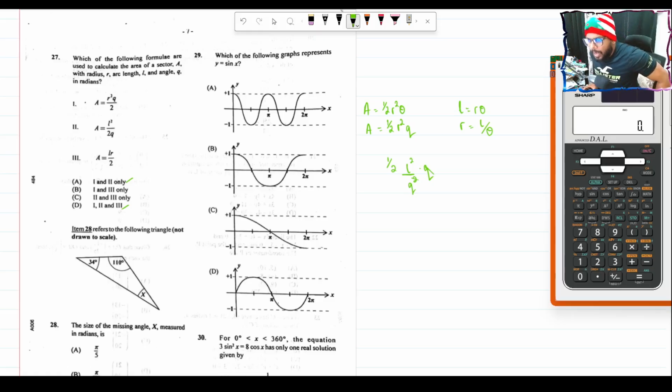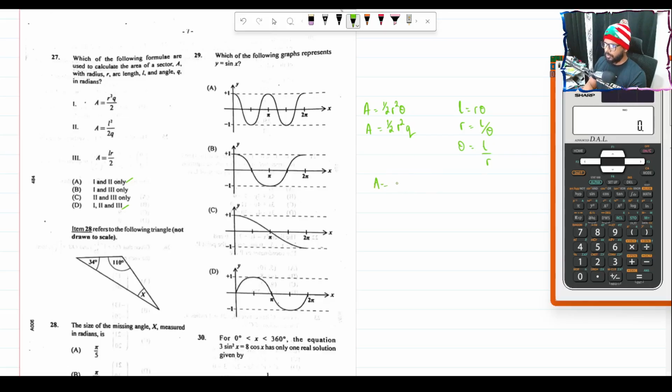And what about LR over 2? This one we do not have the angle in part 3. You don't have the angle as part of the formula. So theta is equal to L over R. So I can rub this off.